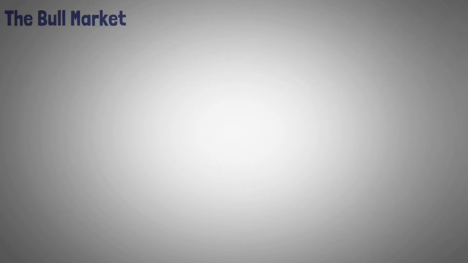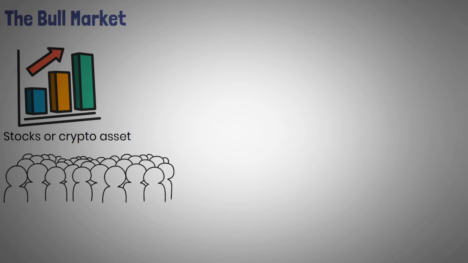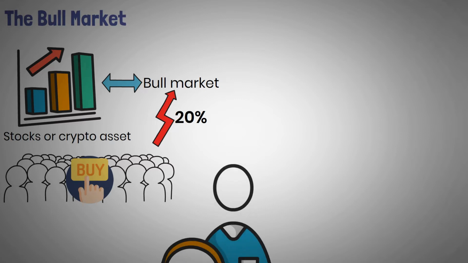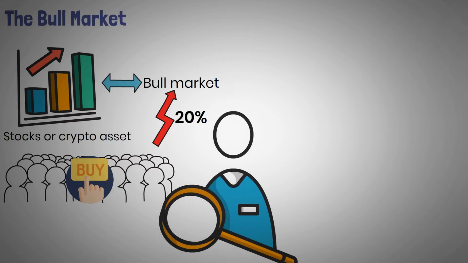The bull market. The bull market is defined as the substantial growth of stocks or a crypto asset. It is a period when a wide range of investors are buying, which enhances the demand and gives rise to the asset's value. When a market is witnessing a rise in prices, it is known as the start of a bull market. Additionally, the bull market is in full swing when the stock prices have risen up to 20% since the last time.